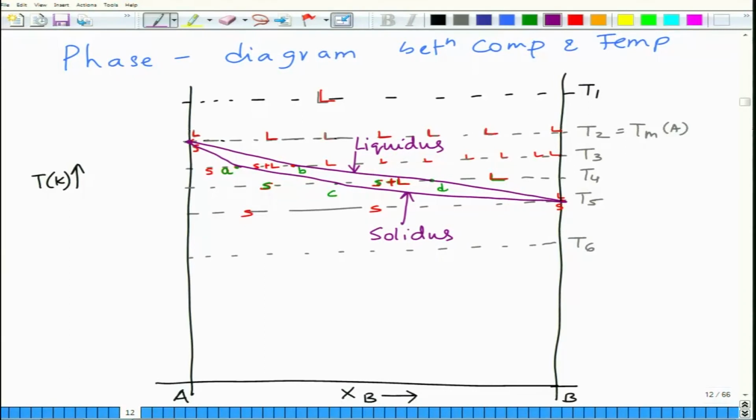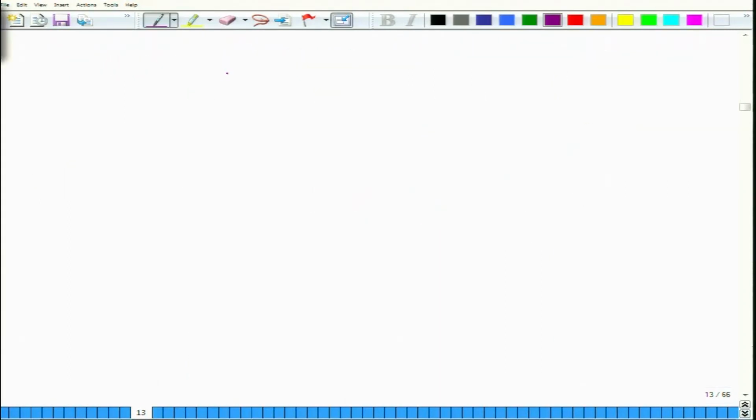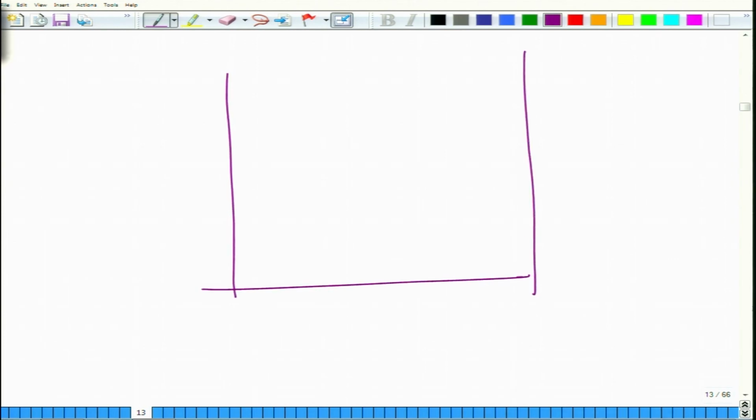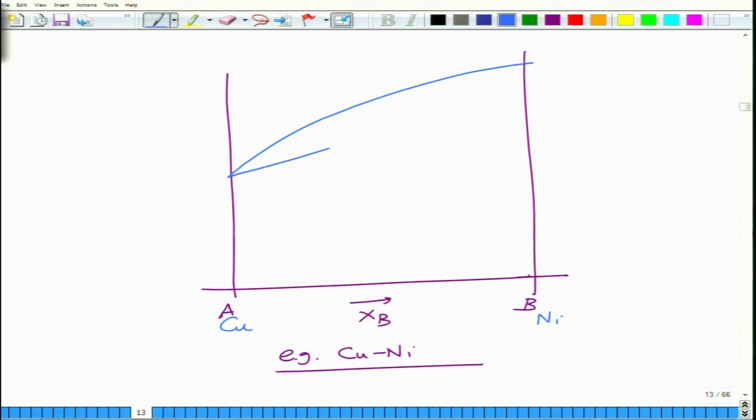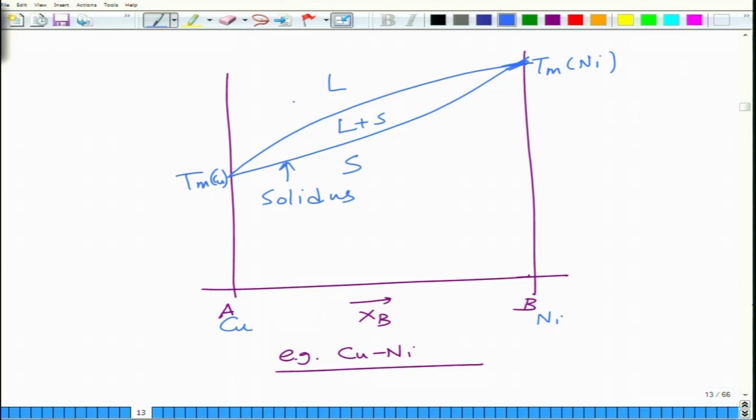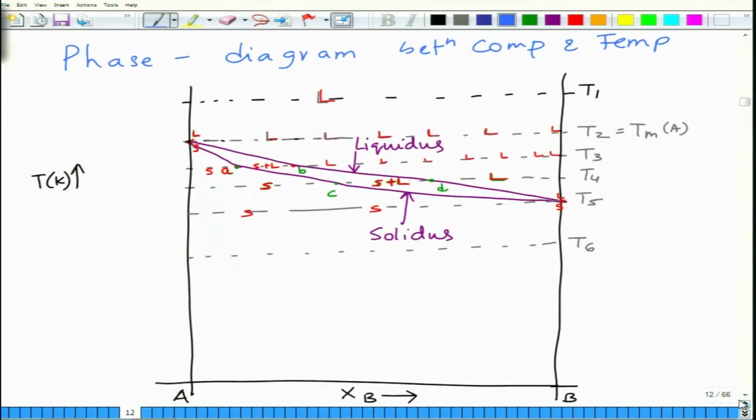In reality it will look a little neater than this. So if you draw a real phase diagram where A and B are miscible into each other, for example the copper nickel system. Copper and nickel are very nicely miscible into each other. So if this is pure copper, if this is pure nickel, then the system looks something like that. So this is TM nickel, this is TM copper. Above this it is all liquid, between this it is liquid and solid, and here it is all solid. So this is solidus and this is liquidus.